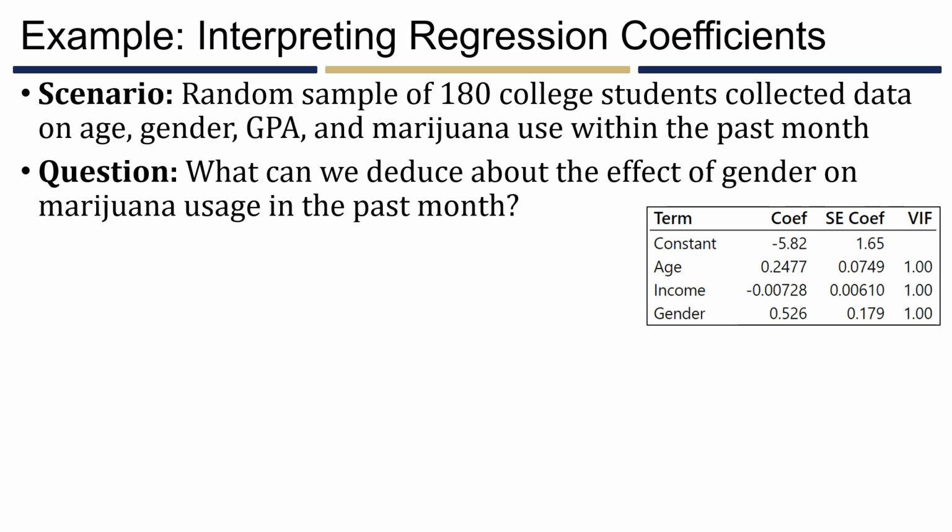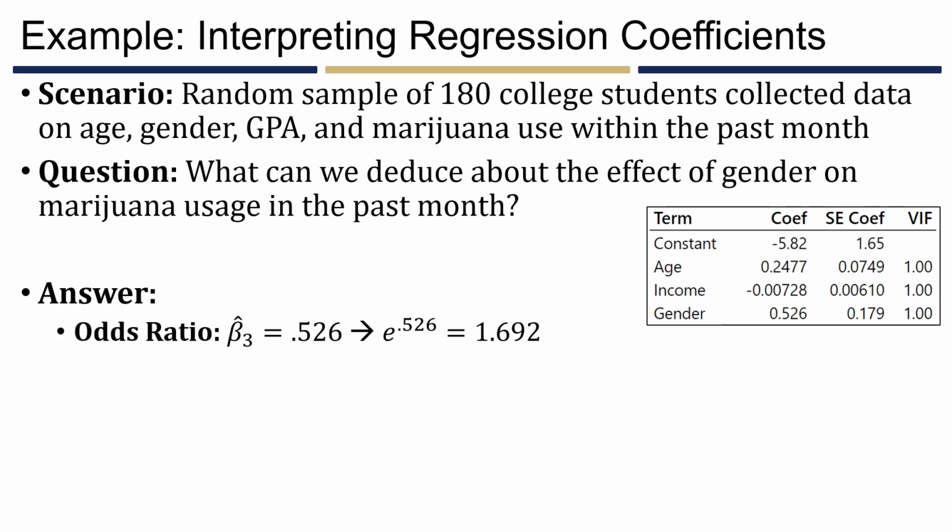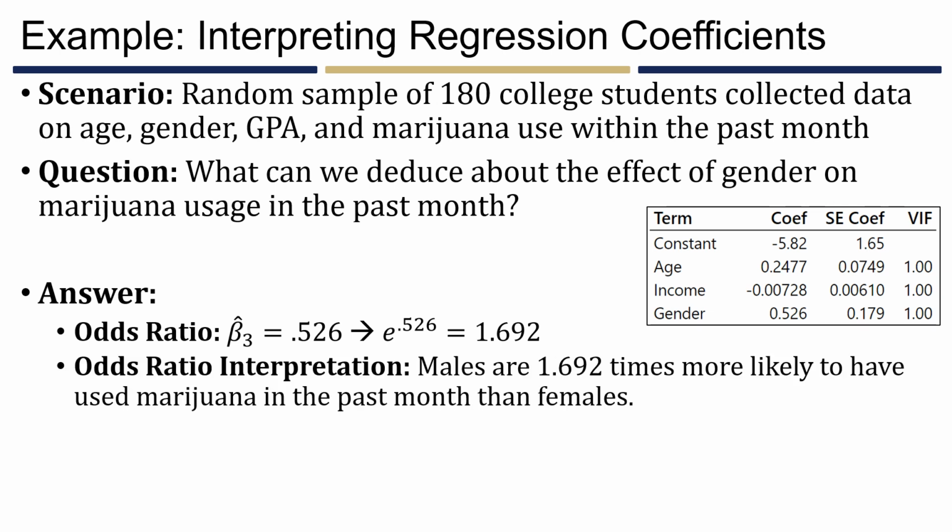Now let's see what gender tells us about marijuana usage. The estimated parameter for gender was 0.526, so exponentiating this coefficient gives us 1.692. What this means in context is that males are 1.692 times more likely to have used marijuana in the past month compared to females. Again, the way that we were able to come to this conclusion is because males were coded as 1 in our dummy variable and the females were coded as 0.